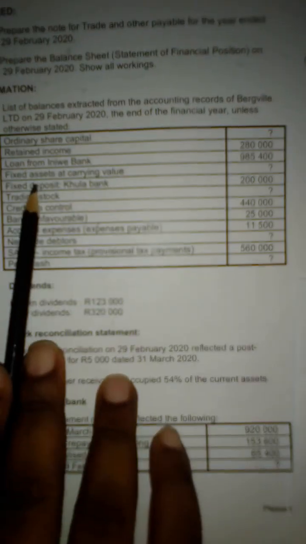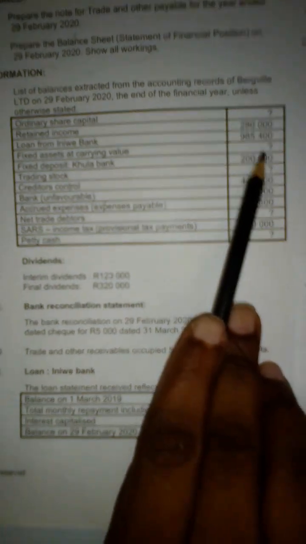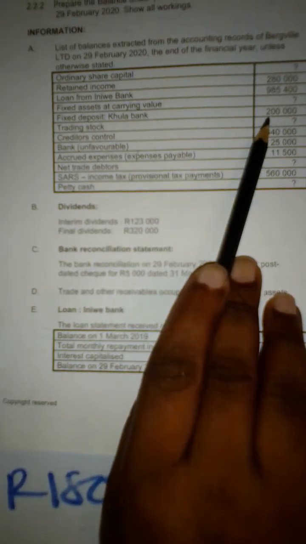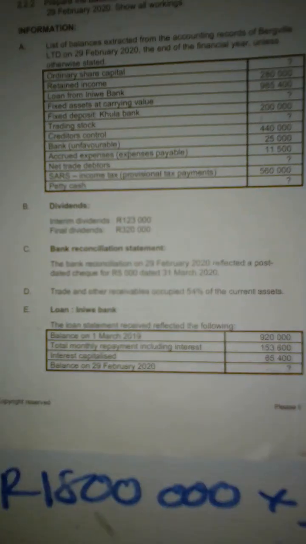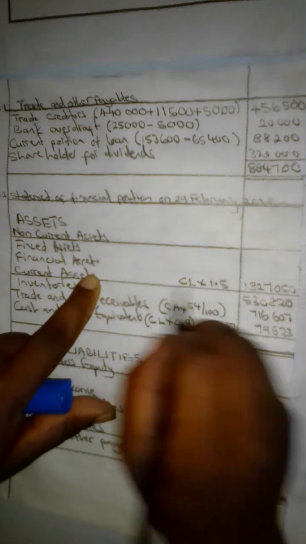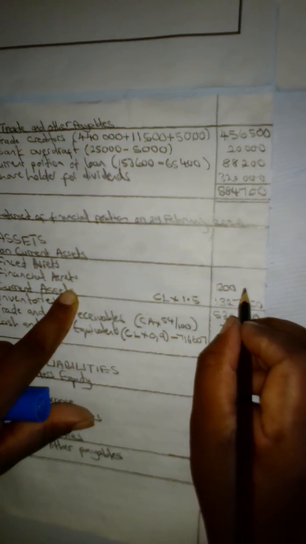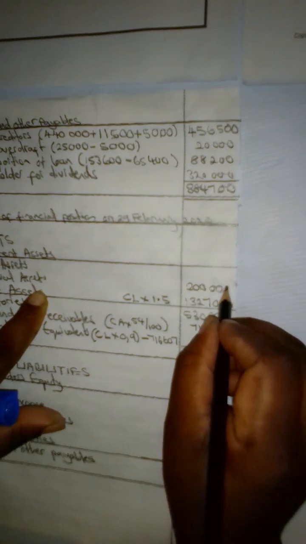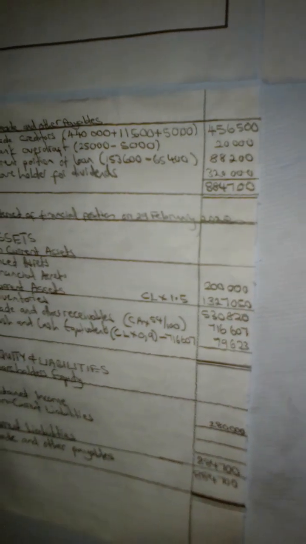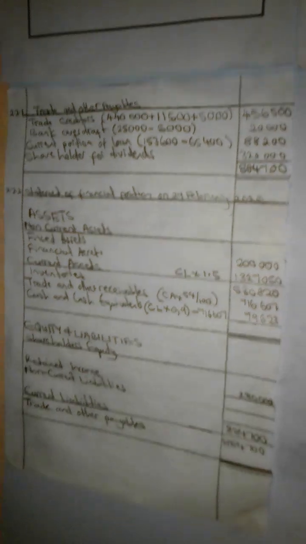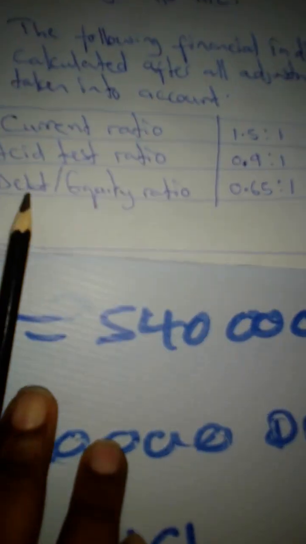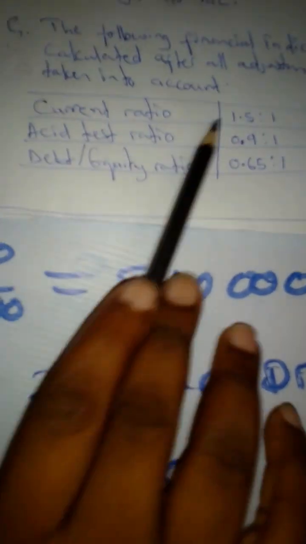Let's see what they are saying on the information that we have. The fixed assets, remember we don't have anything, but the fixed deposit is given. How much is it? It's 200,000. So we can safely record on the answer book the financial assets are 200,000. Okay, fine. What else? Let's look at the ratios that we are given and find out what else we can calculate. Current ratio, we've used it, the acid test as well.